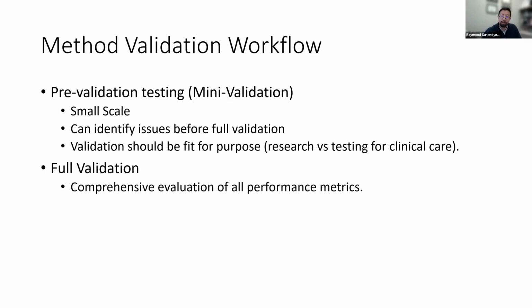So that's usually then followed by a full validation, where you get comprehensive validation of all those performance metrics that I mentioned earlier. To go a little bit more into detail in the pre-validation experiments, typically you'll get something called linearity, and that's usually shown with the calibration curve. You can perform simple linear regression and show that you have a good coefficient of determination, to show that the response of the instrument is linear.